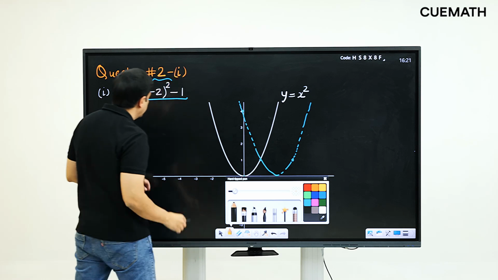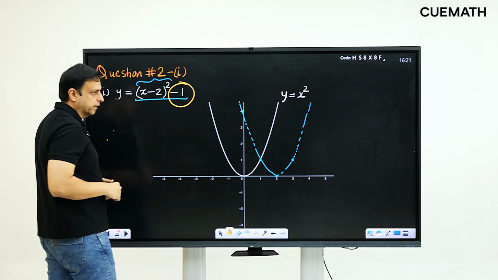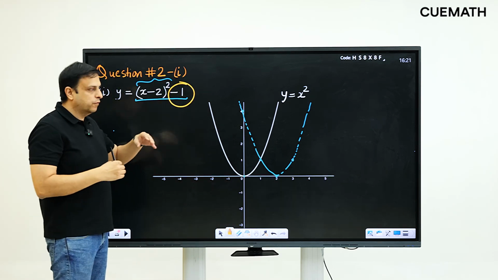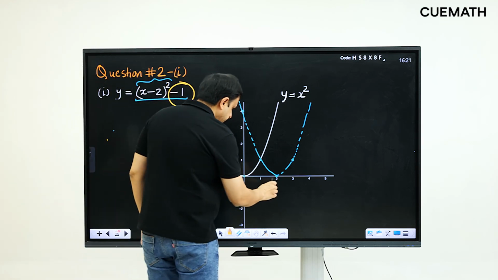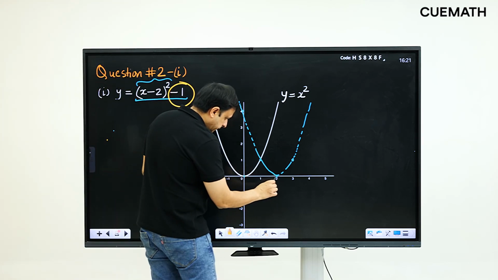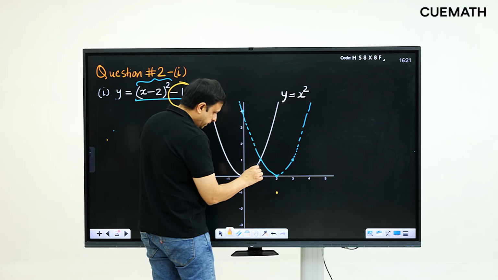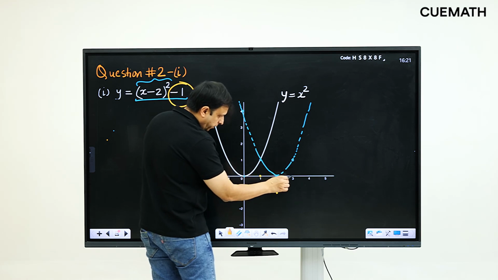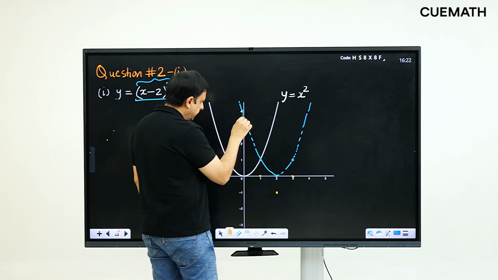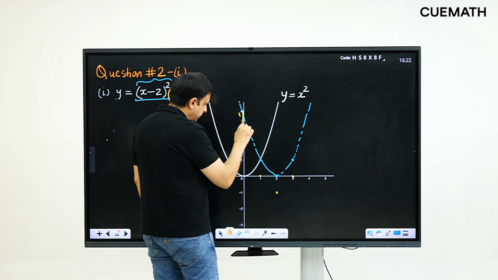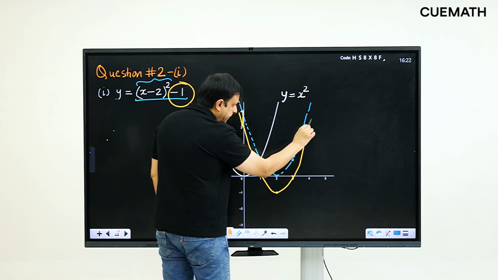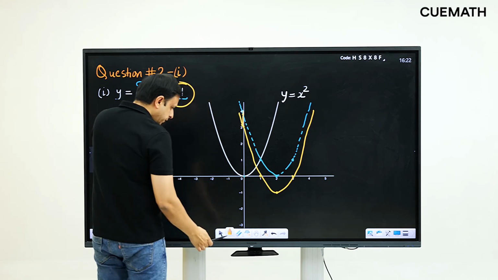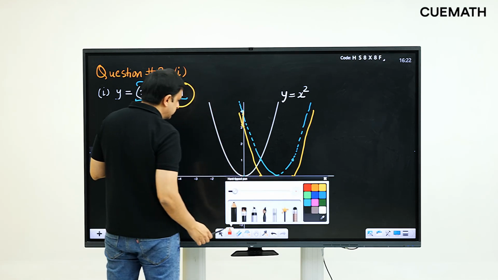And then I subtract 1. So this subtraction of 1 should lead to a vertically downward shift of 1 unit. So let me just do that. This one point comes over here, this one comes over here, this point comes over here, and here you get this one over here. So I think I should be able to plot this now. So something like this. So there are two translations that happened here.